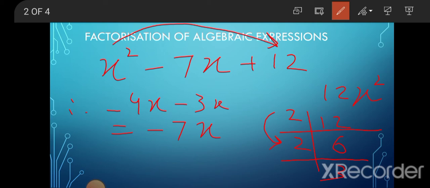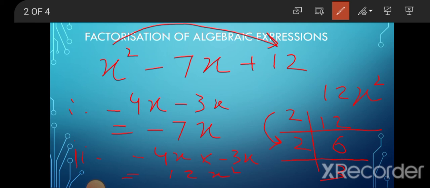But we also have to check whether our second condition is fulfilled. As I told you earlier, the second condition is that if you multiply those two factors, you should obtain the product of the extreme values of the expression. In this case, if you multiply these two factors, you get 12x². And if we multiply the first term x squared with the last term, which is 12, we get 12x squared. So both conditions are fulfilled. This means that minus 7x can be broken down into minus 4x and minus 3x.